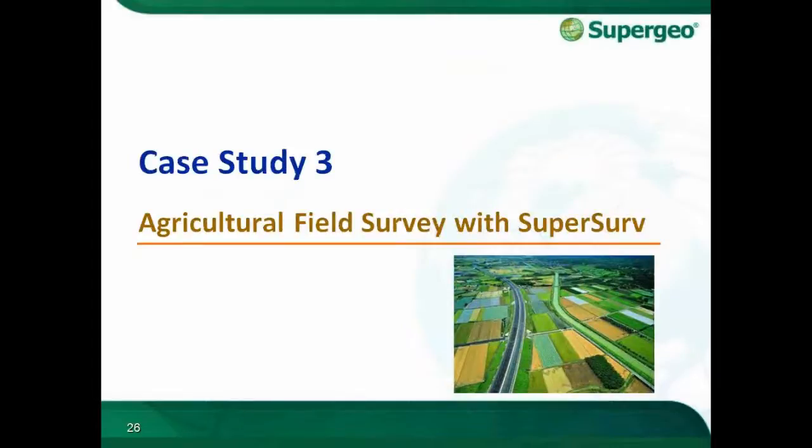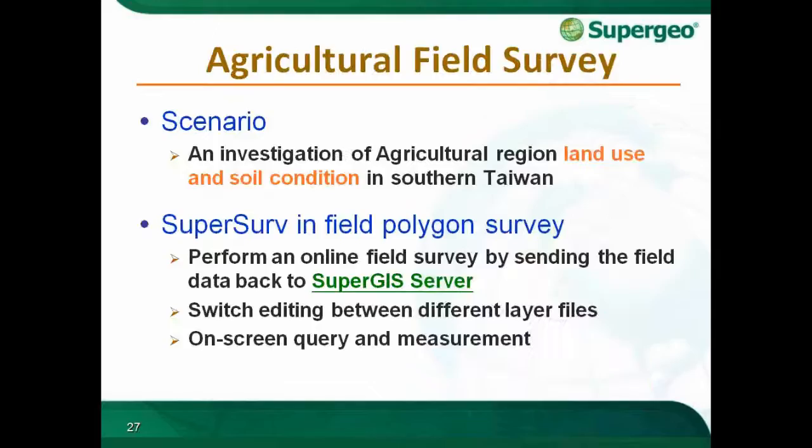Now is case study 3, which is going to be an agricultural field survey with the SuperSurv. The scenario is that we're going to investigate the land use and the soil condition of the agricultural region in southern Taiwan, which is actually in Tainan. What we're going to perform is an online field survey by sending the field survey data back to the SuperGIS server right away, just after we collect the data.